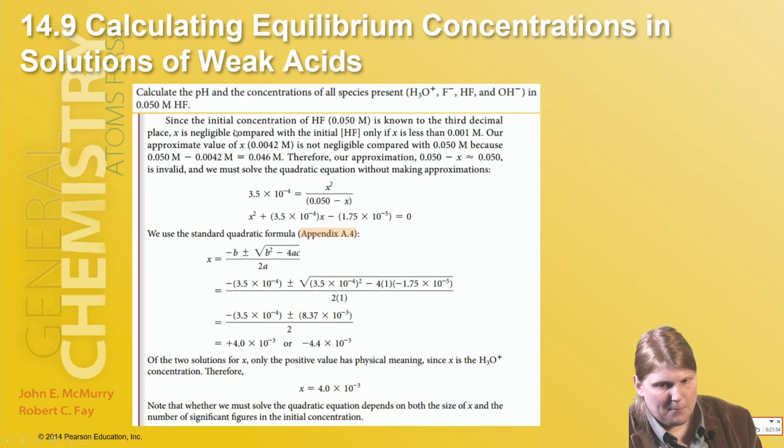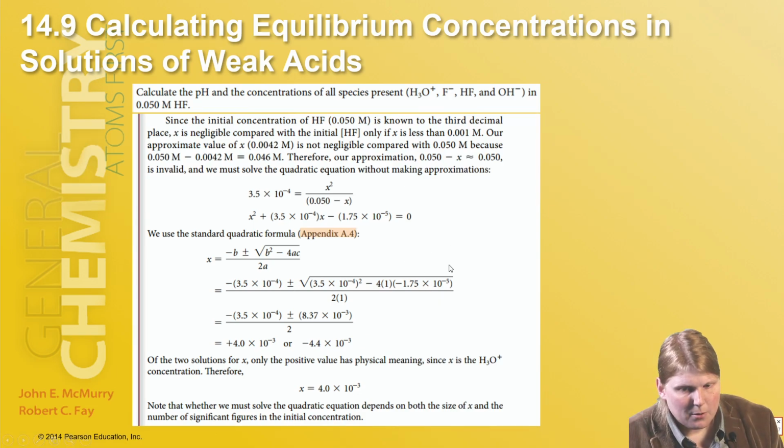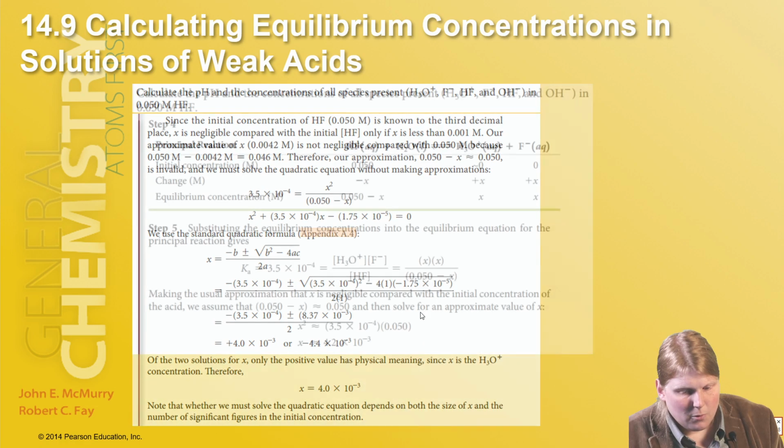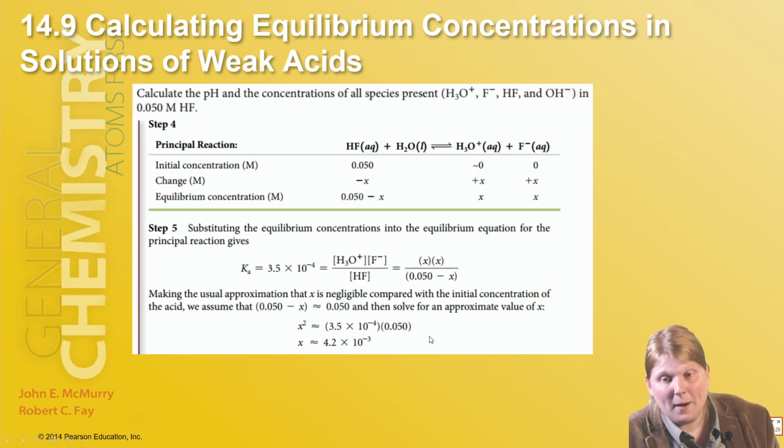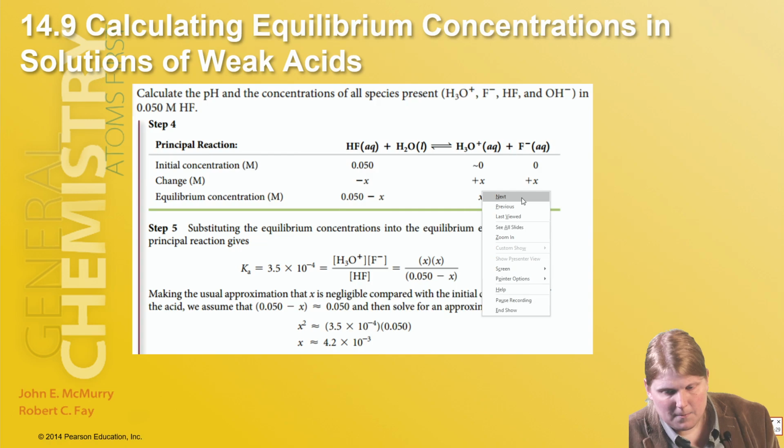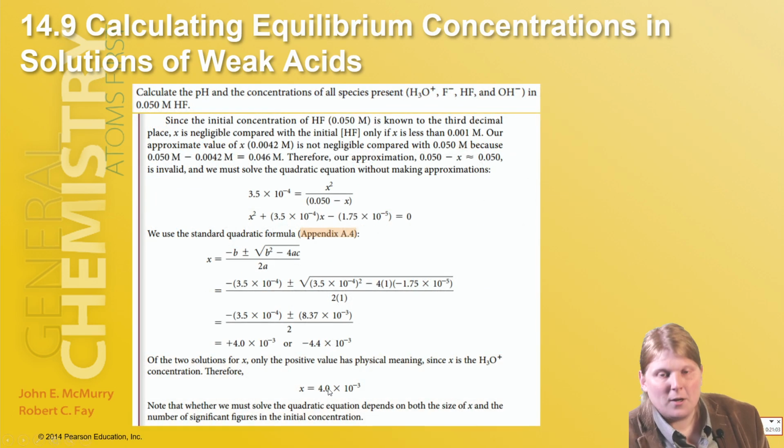So they make the assumption and they get a value for x here, and they plug that back in, and they say that is known to the third decimal point. It's negligible only if x is less than this. Ours is not negligible, so we solve the quadratic formula. They don't bother to show you what the answer would be and how different it would end up being. So the answer you got from that initial step was 4.2 by 10 to the minus 3, and the real answer is 4.0 by 10 to the minus 3.